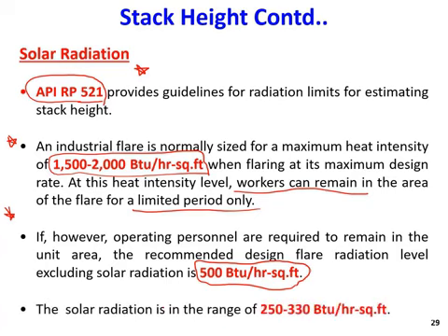The solar radiation is also in this range. The amount of solar radiation for the maximum capacity is about 250 to 330 BTU per hour square foot. So this is also the maximum radiation that we can have for a flare that is working at maximum capacity, which is a big amount of energy. It's a big amount of energy that can affect the workers if they are working around.